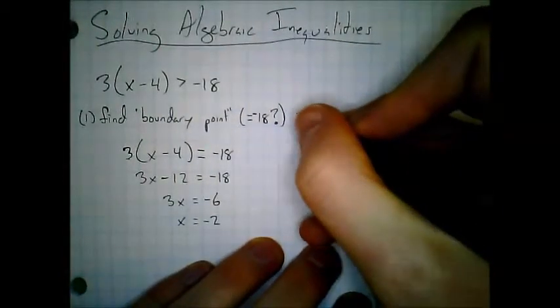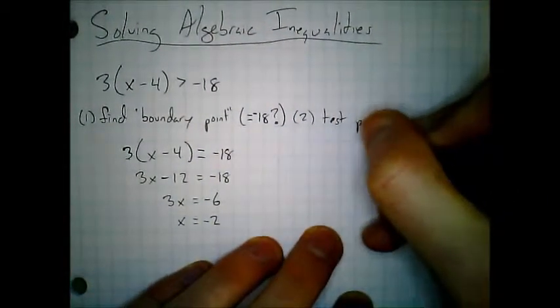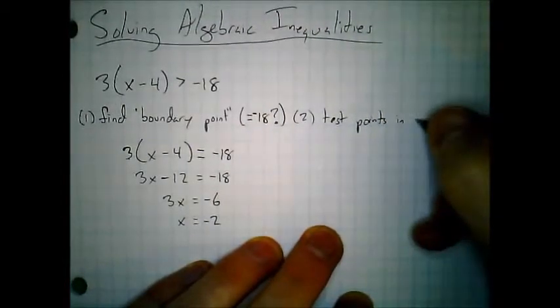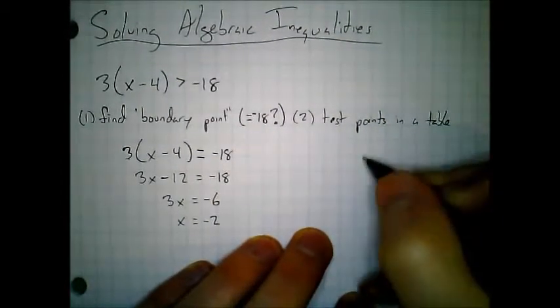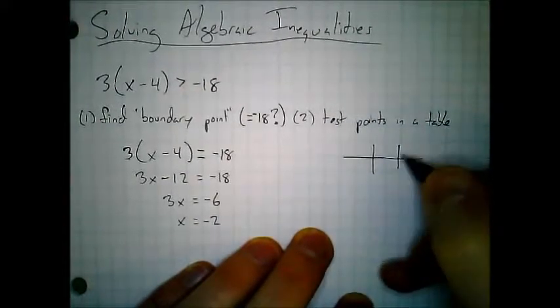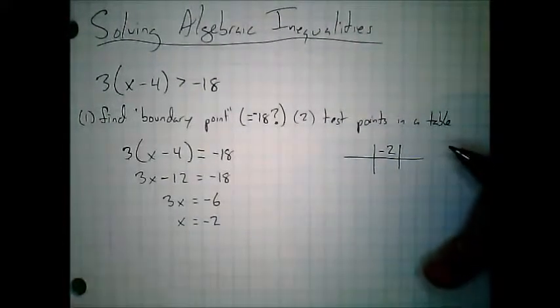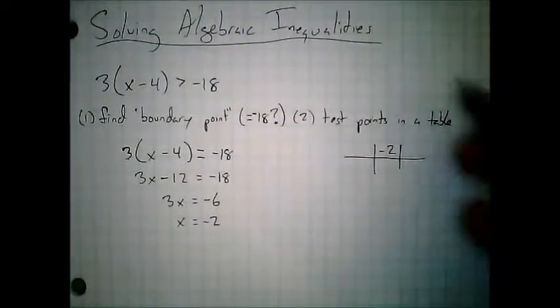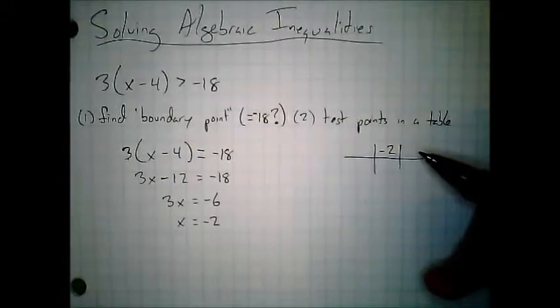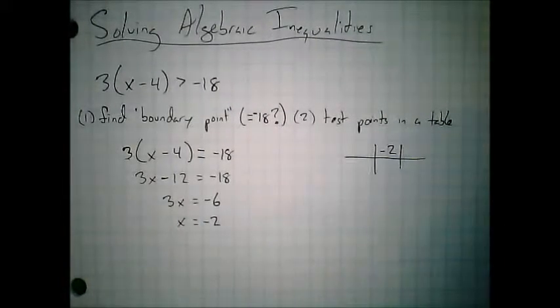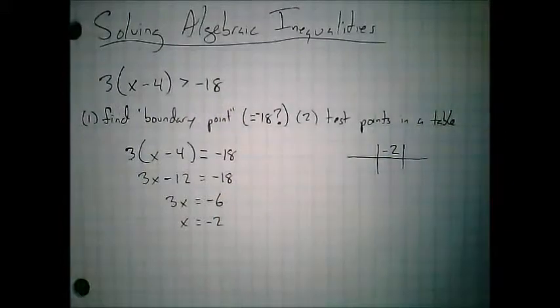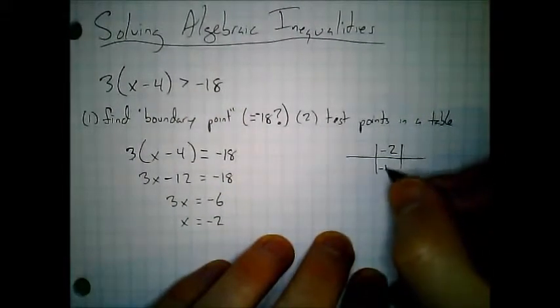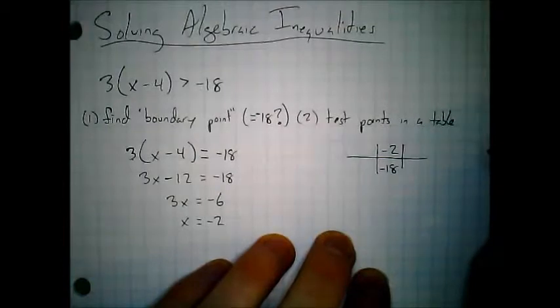So the next thing we do is we test points in a table. This is to help us understand the pattern this expression is following. What's going on before negative 2 or after negative 2. Negative 2 is the boundary point. So either before or after negative 2, all the values are going to be greater than or less than negative 18. Okay, if it's greater than before, it's going to be less than after. So we need to understand what's going on with this expression.